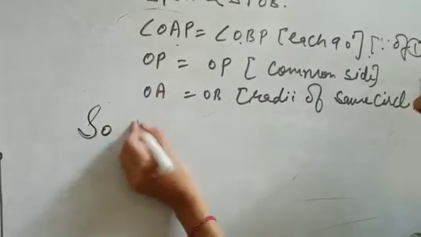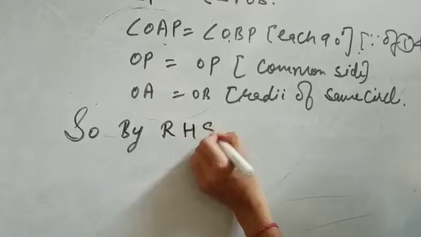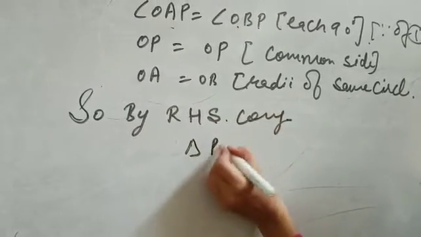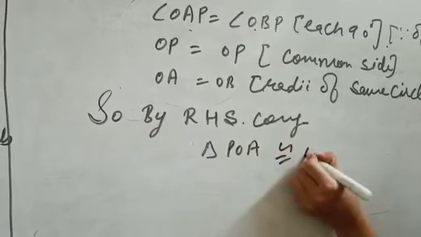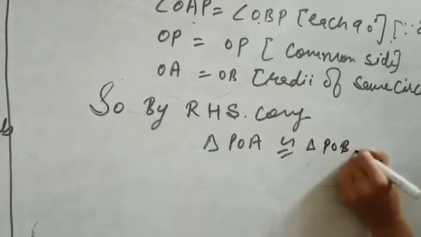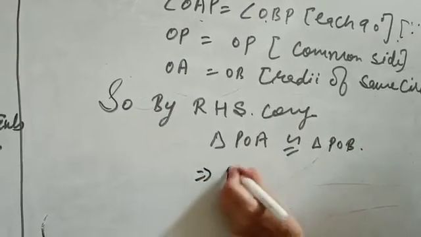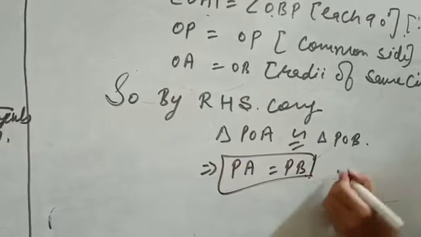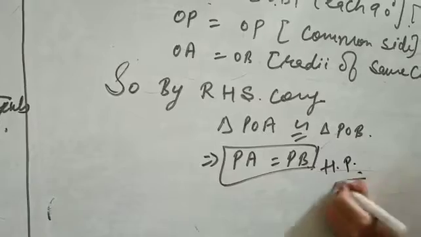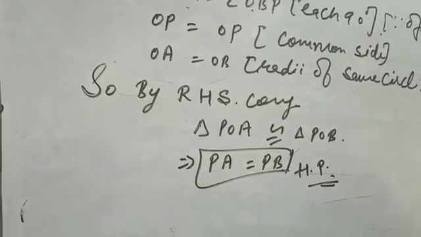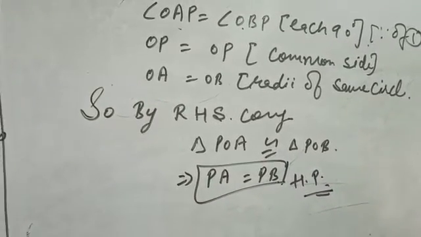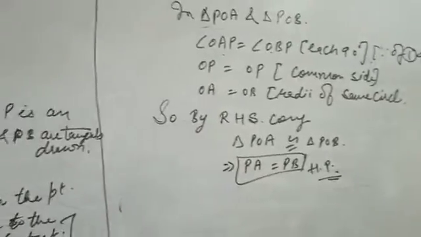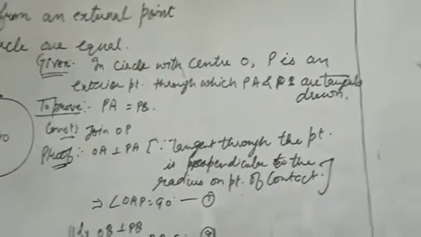So by RHS congruence we proved triangle POA is congruent to triangle POB. This implies we can say PA is equal to PB, which is the required result we wanted to prove. So hence, if two tangents are drawn from a point to a circle, then both tangents are equal to each other.